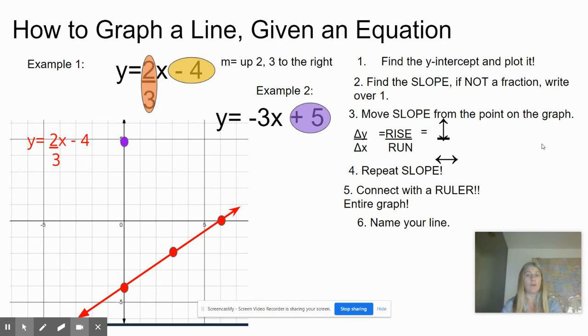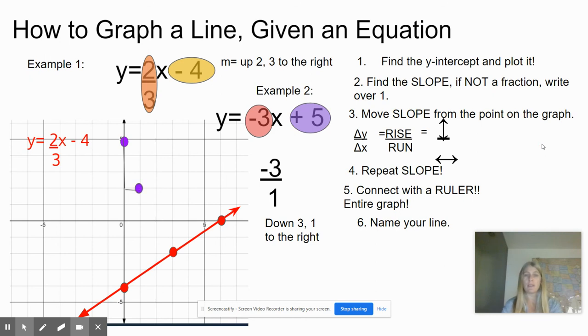Now we're going to go ahead and move our slope. Our slope is -3. This is not a fraction, so we're going to write it as -3/1 because we need to have a movement of up and down for rise and a movement for right or left. That -3 tells me to go down 3 from my y-intercept, and my run is a +1, so I'm going to go over 1. So I'm going to go down 3 and 1 to the right. So down 3 and 1 to the right, and that's my second dot.